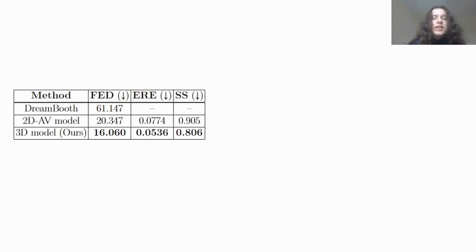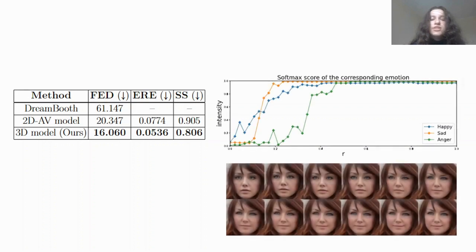For our quantitative analysis, we compute different metrics: the FEG, ERE, and the smoothness score, and as we can clearly see on all of them, the C2A2 model performs the best. We also computed the softmax score for radiuses between 0.02 and 0.3 along the happy axis to show that our model is good at generating subtle emotions.